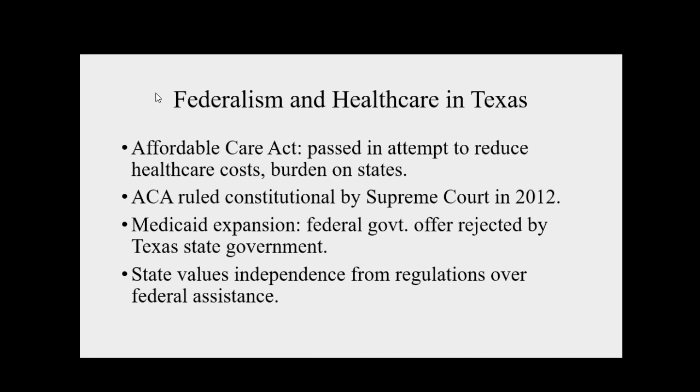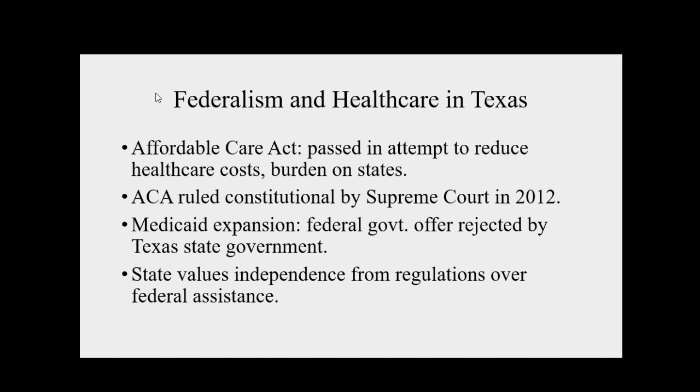Where they were not required to comply was with the extension of Medicaid. Congress wanted more Medicaid coverage across the states to again lower the burden of healthcare costs. And the federal government said to Texas, if you spend about 10% of the cost on Medicaid extension, we'll pay for the other 90%. So if you spend $1.3 billion, we'll give you $12 billion. Sounds like a pretty good bargain, right?